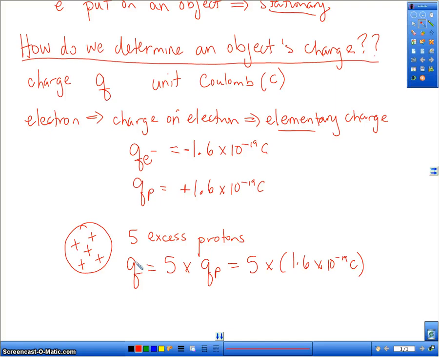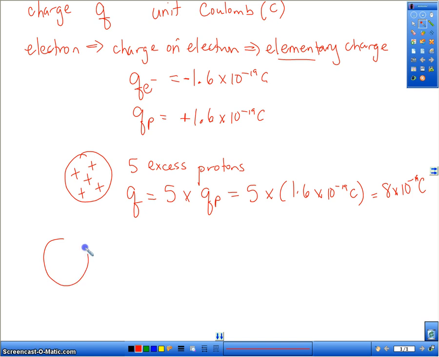So you can get your calculators out, which I'm sure you have all ready to go. Just like I had my calculator ready to go, you can put in this number, and you can find that the charge on that specific object that has 5 excess protons would be 8 times 10 to the negative 19 coulombs. So that's how you would figure out the charge on that particular object.